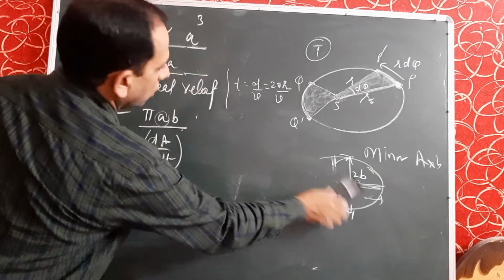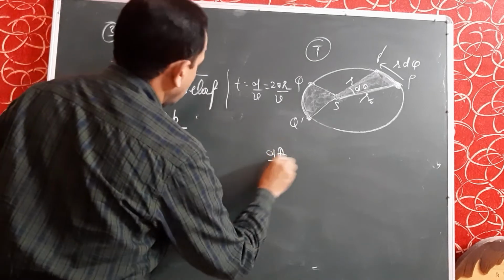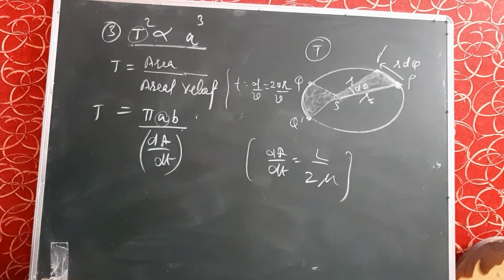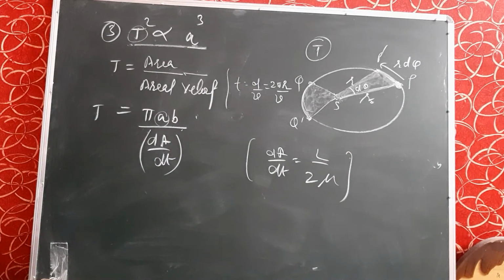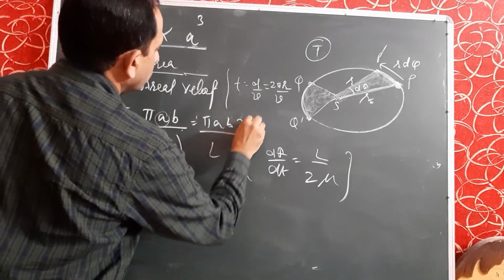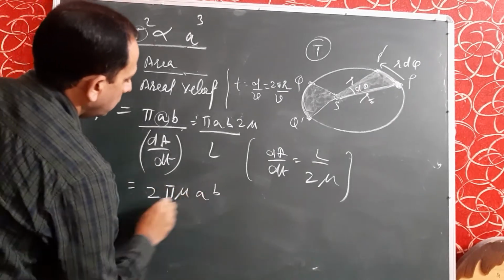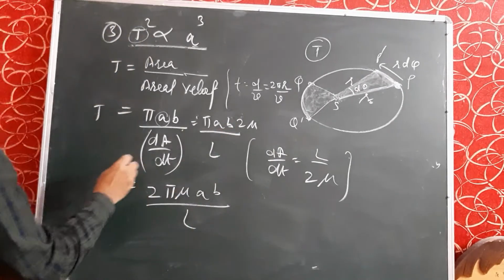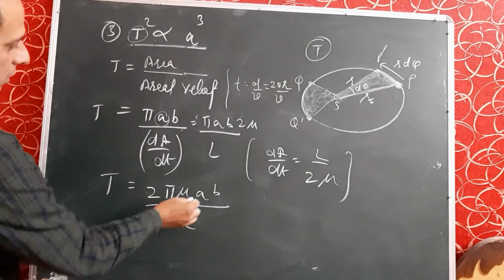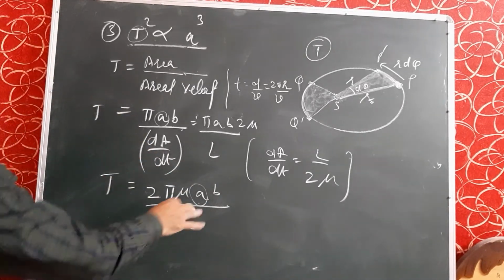So putting the values of the formula which we have already known, that is dA by dt is L over 2 mu, I have already proved in the second law. So this is pi ab over L over 2 mu. So it will become T equals 2 pi mu ab over L. So 2 is constant, pi is constant, mu is constant, L angular momentum is also constant, but a and b are variables. We will require a, but b is not required.